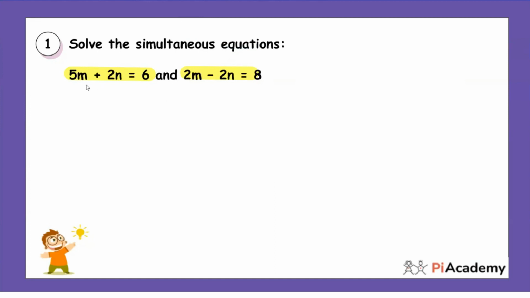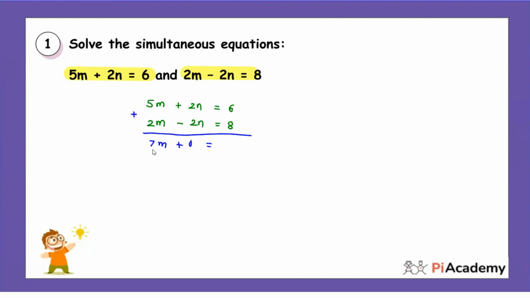Let's take the first equation, 5m plus 2n equals 6. Now you can write the second equation here. After doing this, as I told you, you have to eliminate, right? How can you eliminate? For example, if you add them, what is going to happen? Clearly, 5m plus 2m is 7m, and 2n minus 2n is going to be 0, right? So we have eliminated, and it works here.